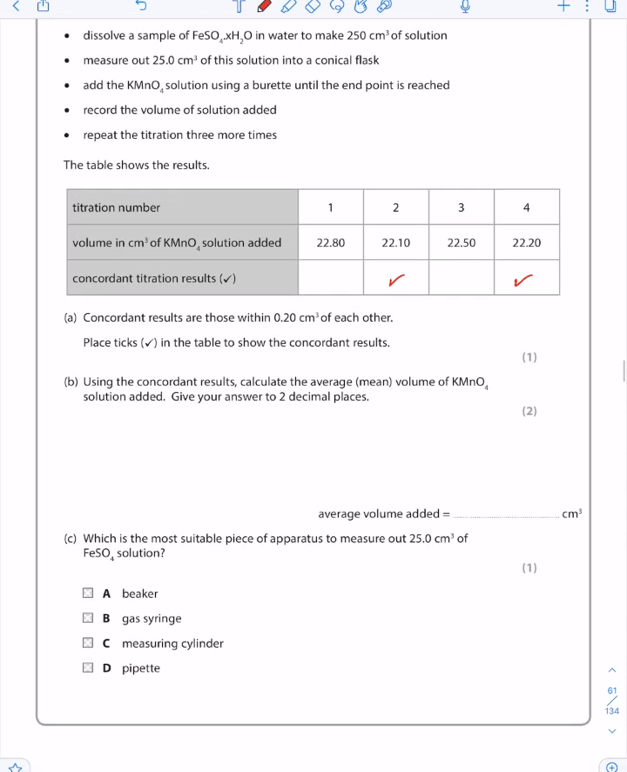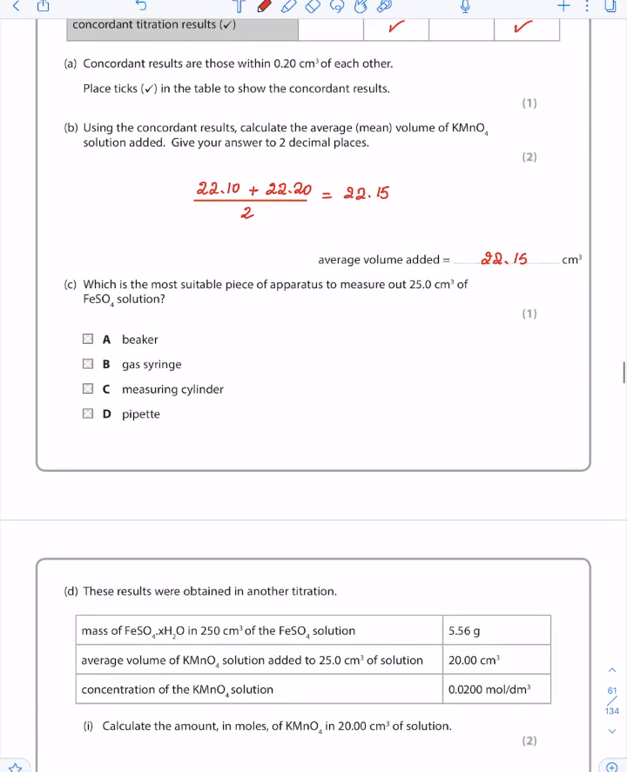B: Using concordant results, calculate the average volume of potassium manganate solution added. So here, the mean volume will be equal to adding 22.10 plus 22.20 over 2. That gives us 22.15, so 22.15 cubic centimeter. C: Which is the most suitable piece of apparatus to measure out 25.0 cubic centimeter? As soon as we see one decimal place, we choose a pipette.